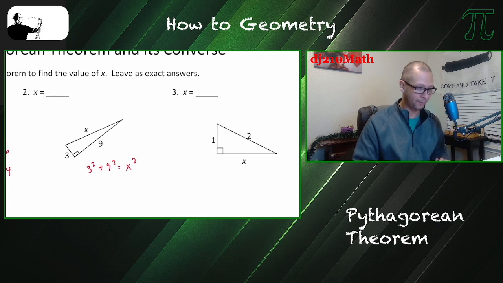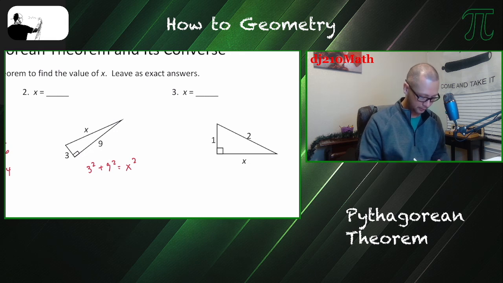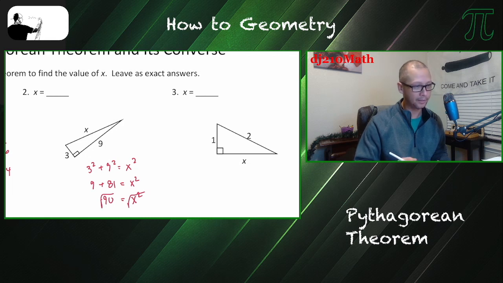A lot of these are going to be very repetitive, right? Finding the missing side of a right triangle. So 9 plus 81 is equal to x squared. 90 is equal to x squared. When you take the square root of both sides, x is equal to the square root of 90.